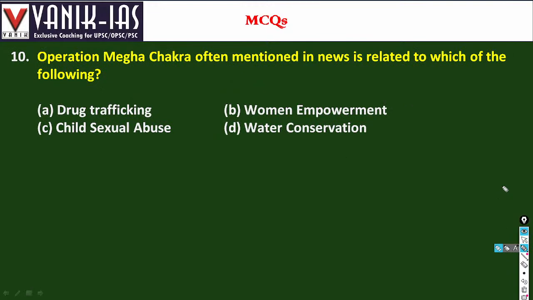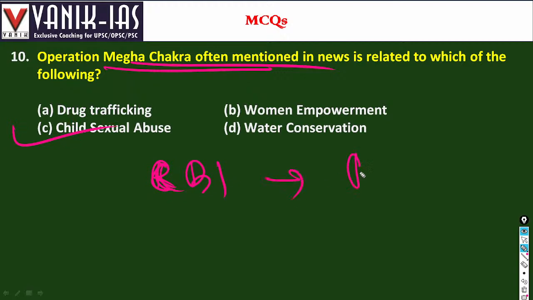Operation Megachakra is often mentioned in the news related to which of the following? Operation Megachakra is related to child sexual abuse. It was started by CBI by taking information from Interpol. By taking the information from Interpol, CBI has raided various places in Operation Megachakra.